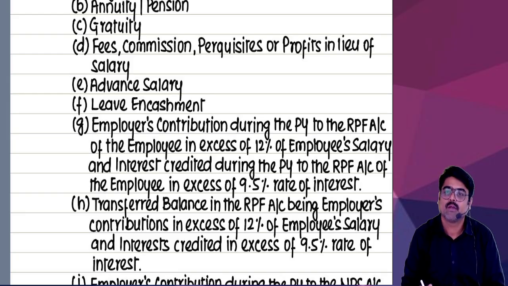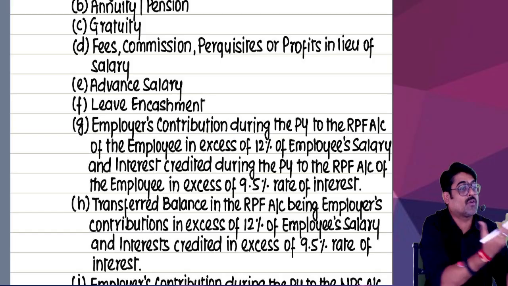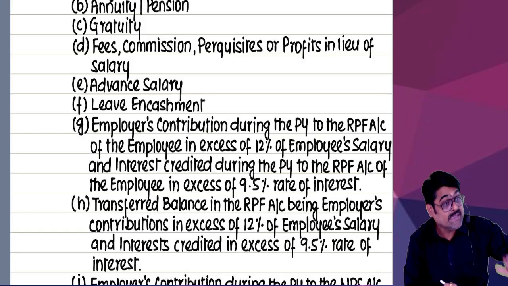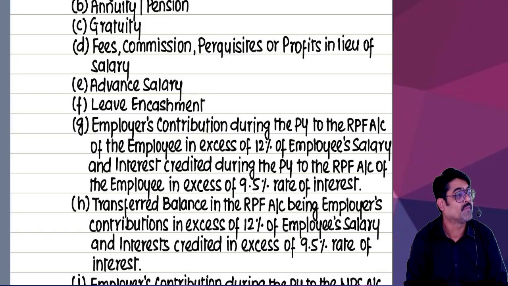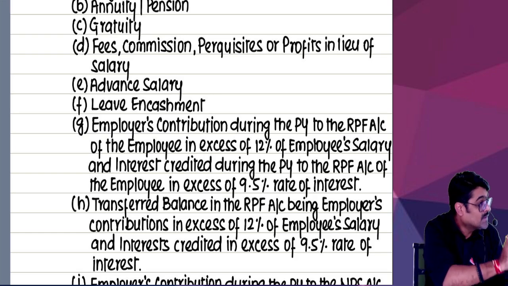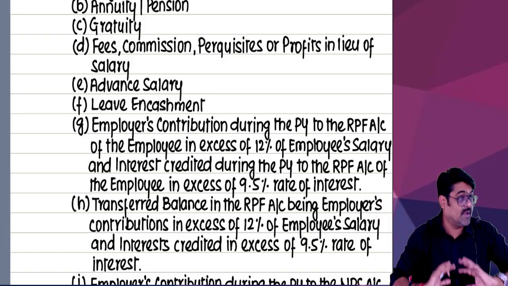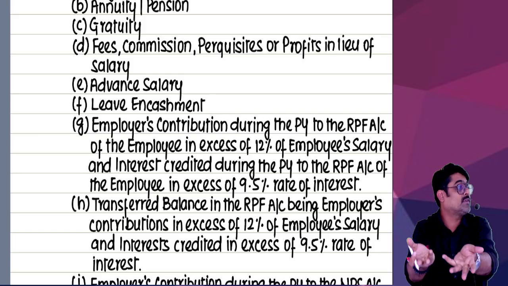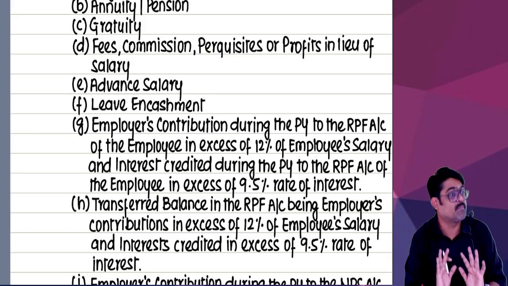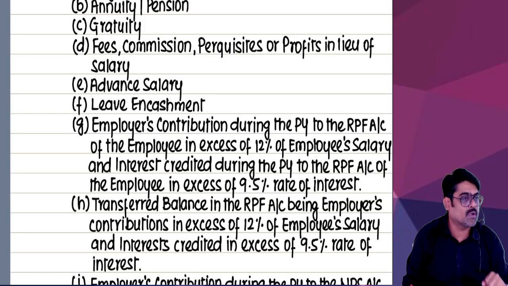Do you remember UPF balance? Lump sum balance from UPF. So in that lump sum, whatever employer's contribution was there, whatever interest was there on that employer's contribution is also a profit which is given in lieu of salary. Getting my point? Your employment is terminated. So after the termination of your employment, will I give you some amount in the form of compensation because your employment got terminated?